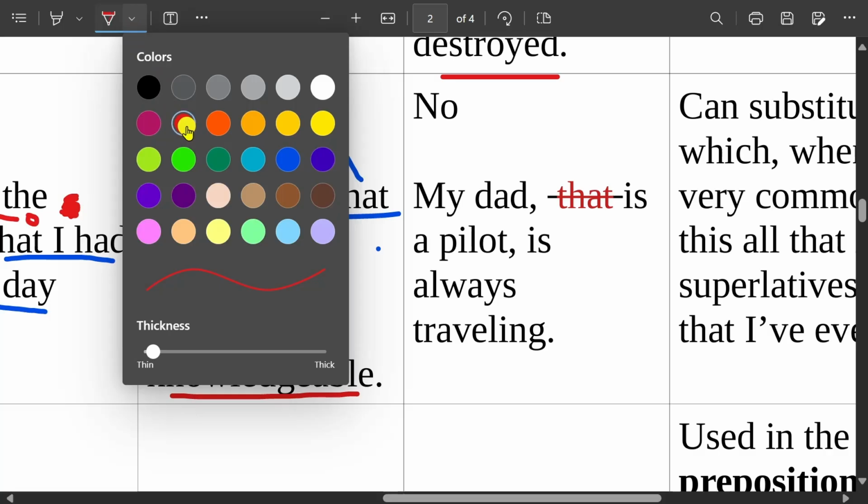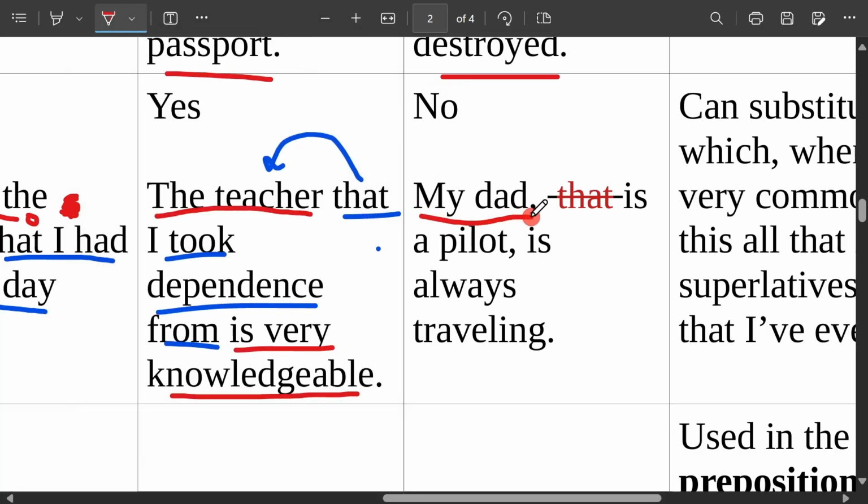Now look at this one. My dad. My dad is specific. There's no many dads. My dad. It's quite clear who I'm talking about. My dad. Two dads? No, I don't have two dads, right? My dad. You see, there is an adjective here. My dad. Right? It's clear who I'm talking about. So now I have, my dad is a pilot.